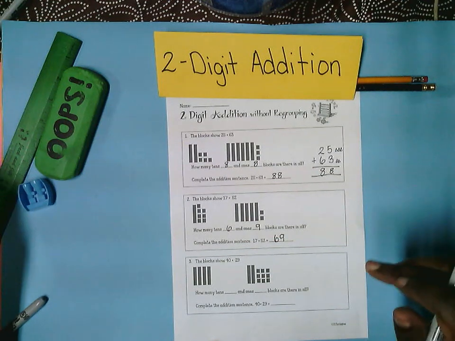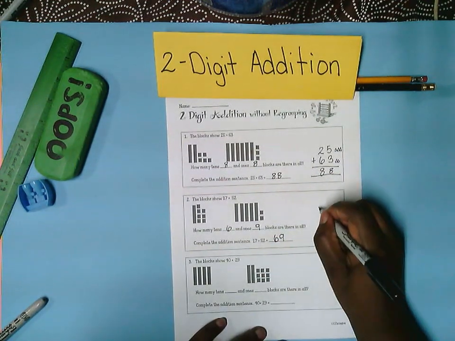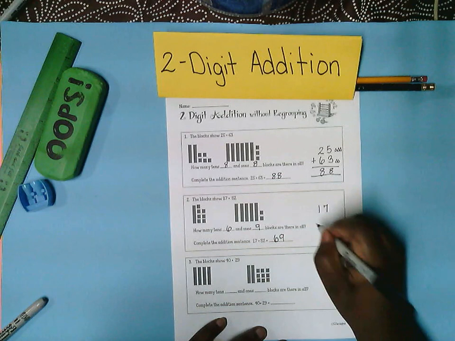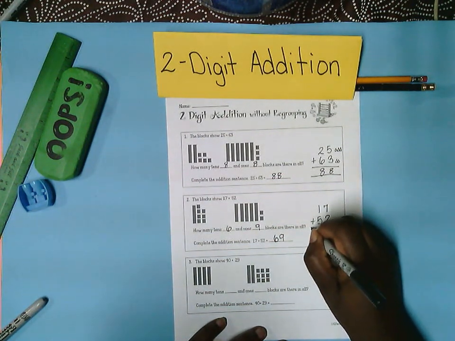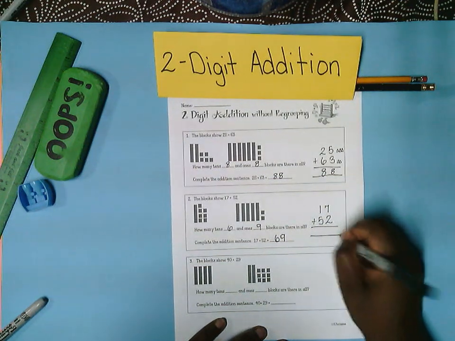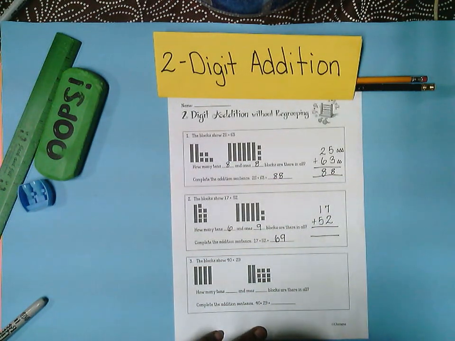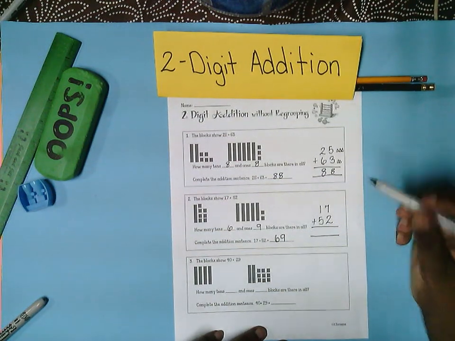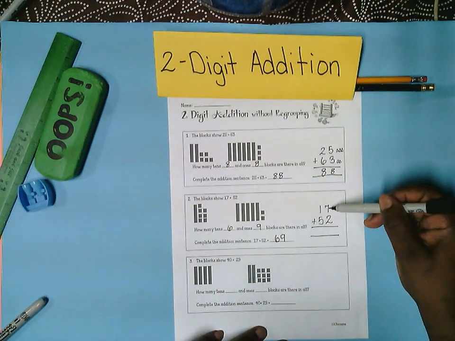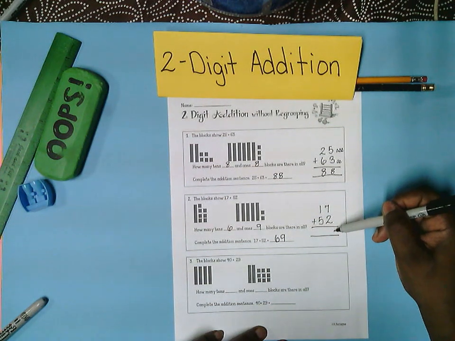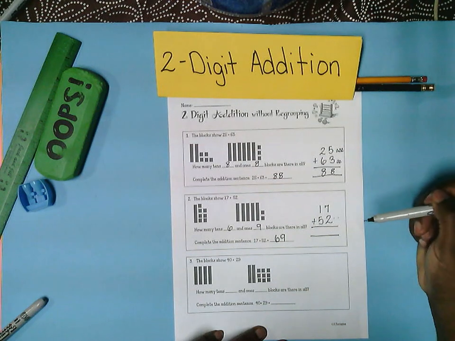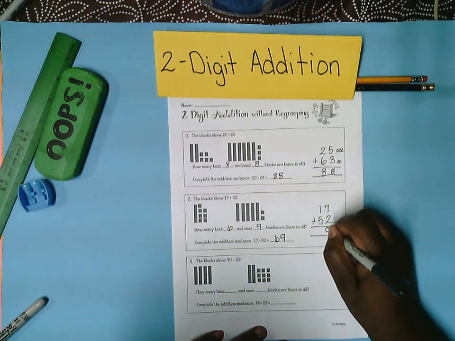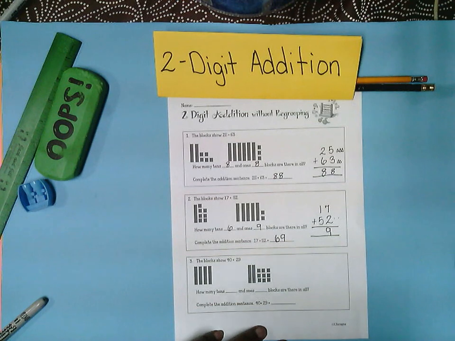I will now check it. So I have 17 plus 52. It's my number sentence, my addition sentence. As usual, we start from the ones place. 7 ones plus 2 ones. We're going to count on 7 plus 2, 7, 8, 9. So 7 plus 2 equals 9. 7 ones plus 2 ones equals 9 ones.